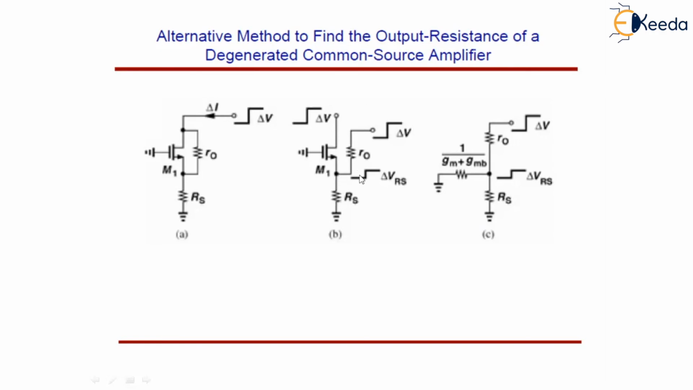And further reducing, what we have seen is that the total resistance at this particular node will be simply 1 upon gm plus gmb, the transconductance and the transconductance while considering the body effect. And this is ro, and this is Rs. Here at this node, what we will get is the voltage drop del V across Rs, and at this node, del V. So this is the alternative way to find the output resistance of the degenerated common source amplifier. Okay, thank you.